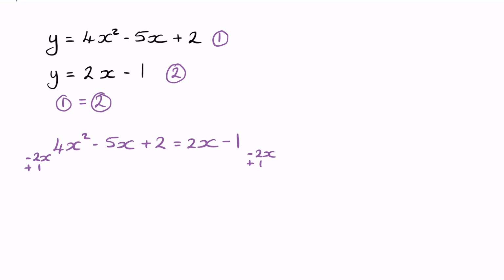So what do we have? Well, we still have the 4x squared, negative 5x, that gives us negative 7x, and then positive 2 plus 1, that gives us positive 3. That all equals 0. So here we have a classic quadratic equation where the coefficient of x squared is greater than 1. And what we need to try and do here is factorize, or you might call it factoring, depending where you are in the world.